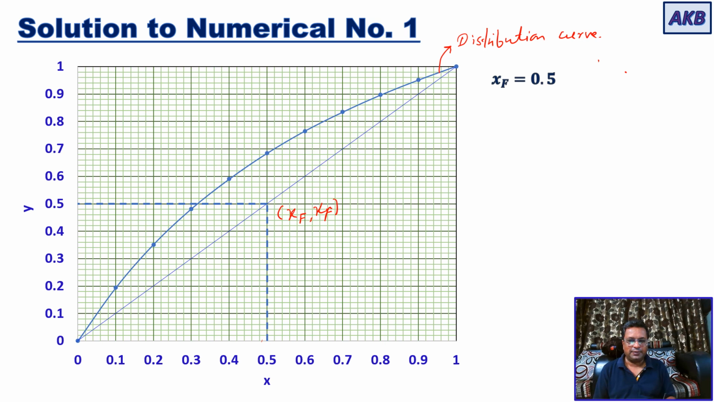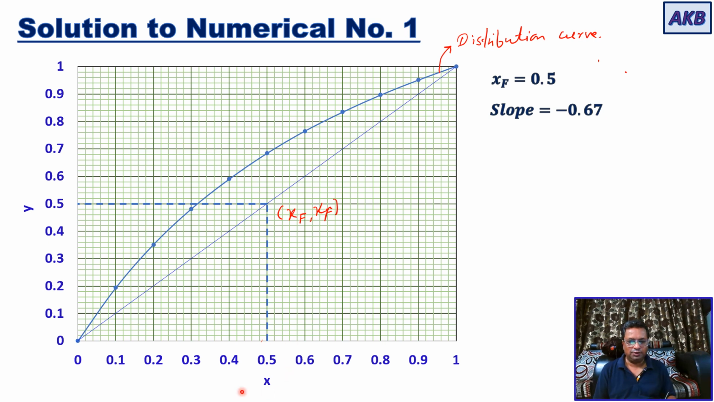Now our objective is to plot the operating line, which will start at this point and which has a negative slope. The slope is minus 0.67. So the operating line will be something like this, a line with a negative slope.